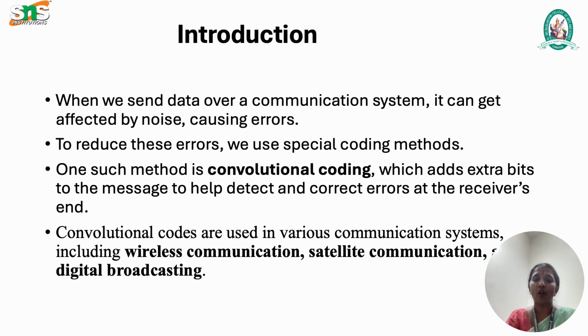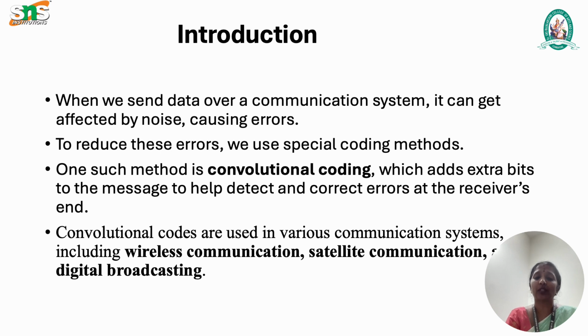So the main theme of studying convolutional coding is that when you send data over a communication system, the data might be affected. That means noise may occur. To reduce this error, we are using some special coding methods, and one such method is convolutional coding. How are we going to minimize that error? We are going to add some extra bits to the message to help detect and correct errors at the receiver end. So when we have the original data, we add some extra bits over that, so it is easy to detect and correct the error at the receiver side.